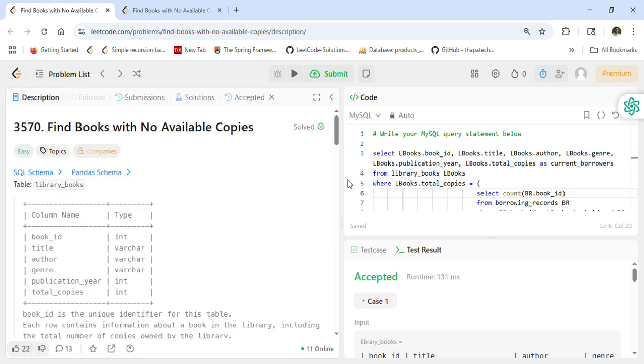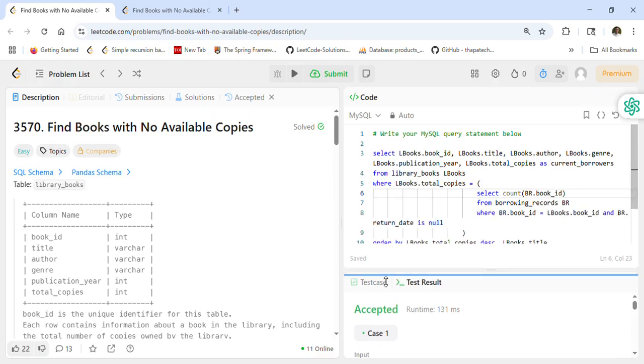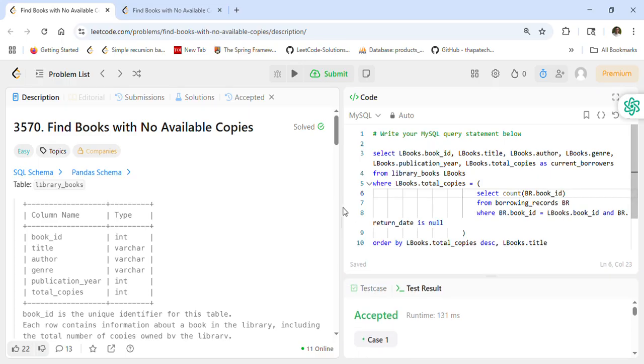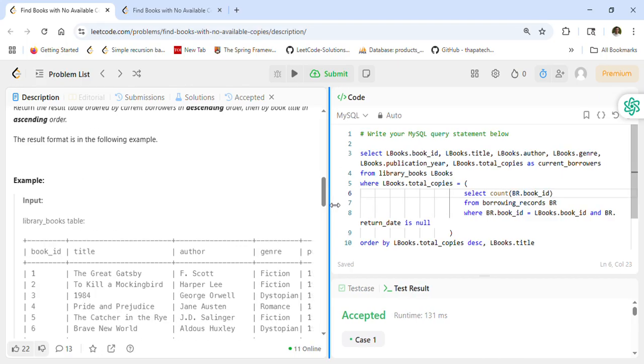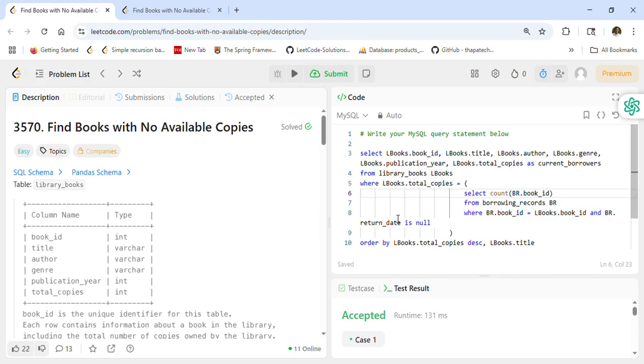So I just wanted to show you this simple query to solve this problem, 3570 Find Books with No Available Copies. No need to use any joins or anything in this case. So if in the interviews they ask you to just write a simple query and solve this problem, you can write a simple query like this and solve this problem. So I hope you understood this logic as well as this MySQL query completely.